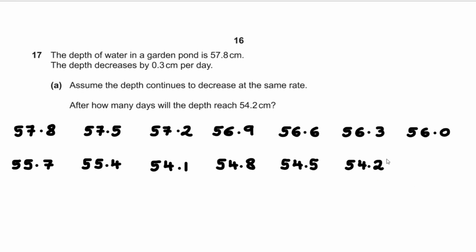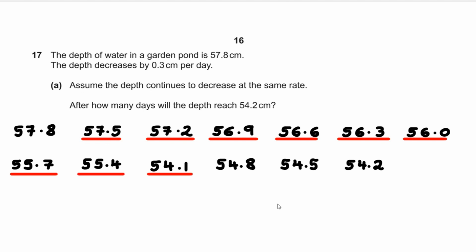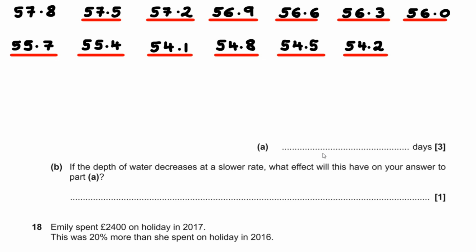So how many days does it take us to get to this 54.2? Well, that's 1, 2, 3, 4, 5, 6, 7, 8, 9, 10, 11, 12. So it takes 12 days. Part B, if the depth of water decreases at a slower rate, what effect will this have on your answer to part A? Well, it would take more days.